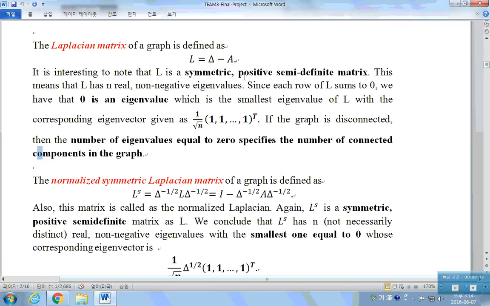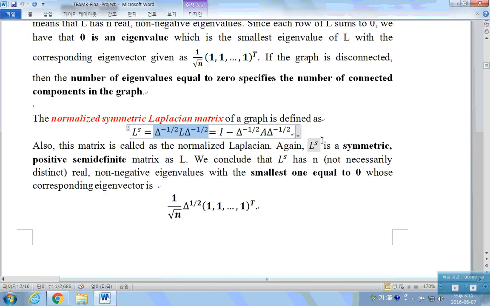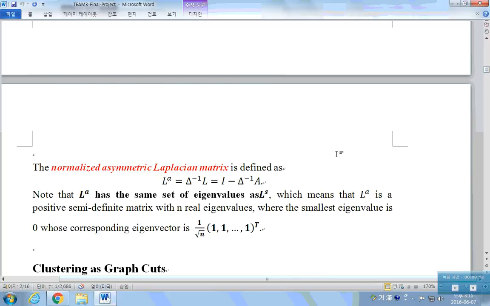So this matrix gives more information, like the number of zeros will tell us whether the graph is connected or disconnected. And here's another kind of matrix, which is the normalized symmetric Laplacian matrix, like this. This is symmetric, and similar to the Laplacian, it is a symmetric and positive semi-definite matrix, and the smallest eigenvalue equals 0 with this eigenvector.